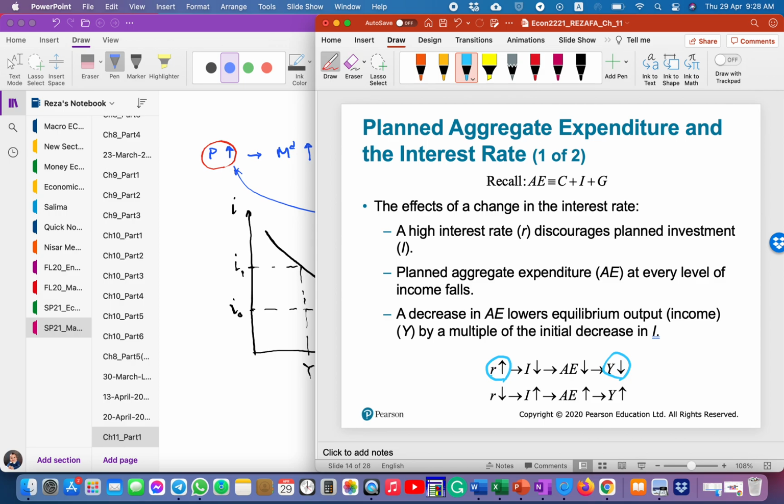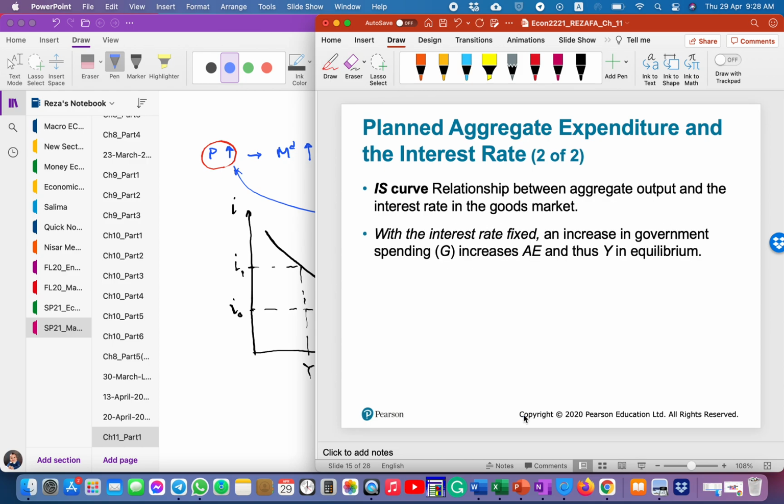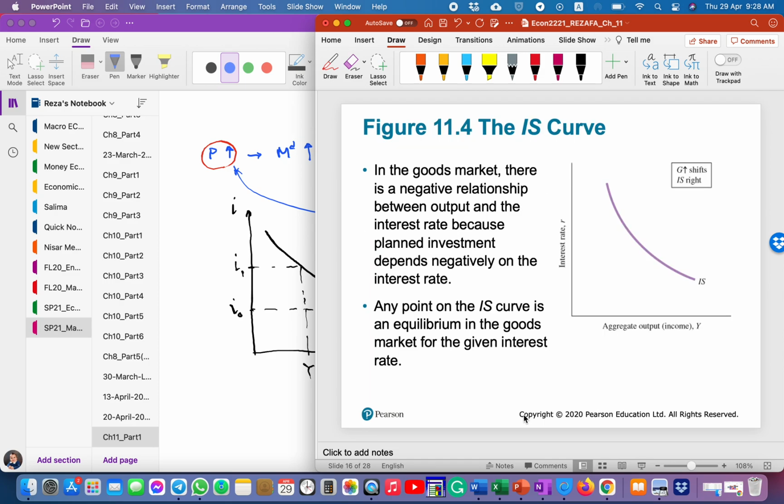Here interest rate is shown with the rate R. I like to show it with I. That's more suitable. And that is showing the IS curve, the relationship between aggregate output and the interest rate in the goods and services market. So with interest rate fixed and an increase in government spending, what will happen if a shift takes place? There are other exogenous variables like government spending or tax. If they change, then the IS curve may shift to the right or left.